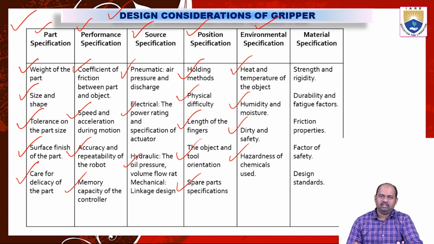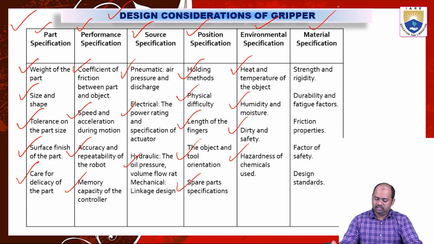If the gripper is about to fail, it should not cause any failure while it is working. So the gripper parts should be designed with more factor of safety. And hazardous chemicals used: if there are chemicals which are being transported by any gripper from one place to another place, they should not cause any harm to the robotic body.